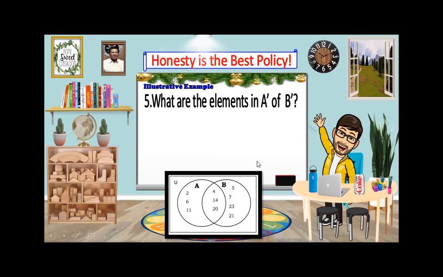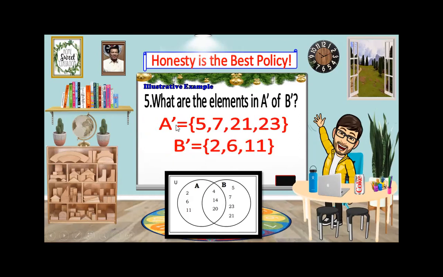Madali lang po. Mapapansin natin sa sagot, sa complement of A, we have 5, 7, 21, 23. Ito yung circle, itong bilog ng set A, di ba? Napapansin nyo? Nasaan yung 5, 7, 21, 23? Yes, nasa labas po siya ng circle ng A or ng set A. Ibig sabihin, out of his territory. Okay, nasa labas. Ano ba yung wala sa kanya na nasa iba? Ganun lang. Ano ba yung nasa kanya na wala ako? Parang ganun yung tanong, no?